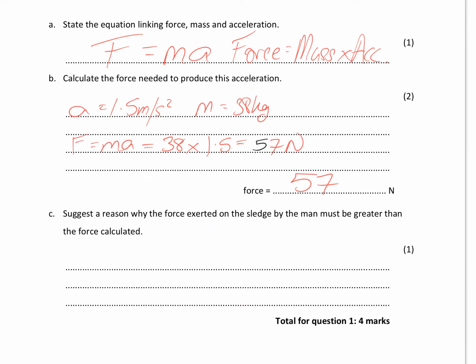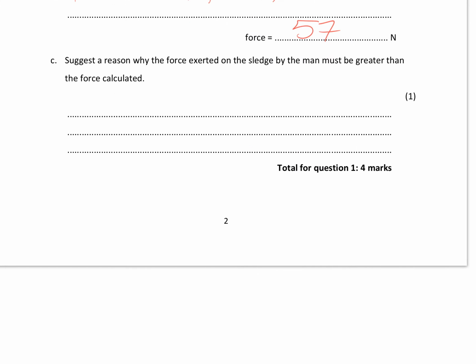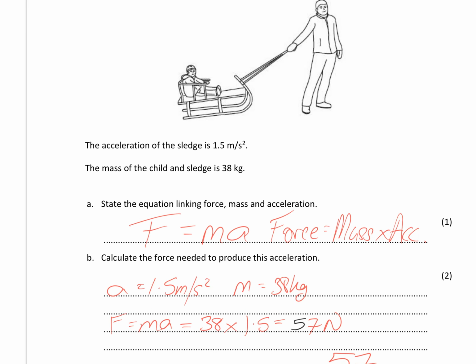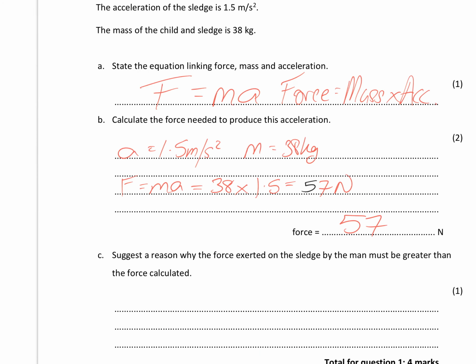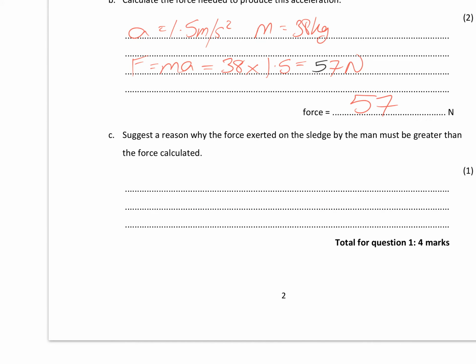Okay, the final part. Suggest a reason why the force exerted by the man must be greater than the force calculated. Now, there are a number of reasons for this, the simplest of which is that there will be friction between the sled and the ground. So that's your number one reason.